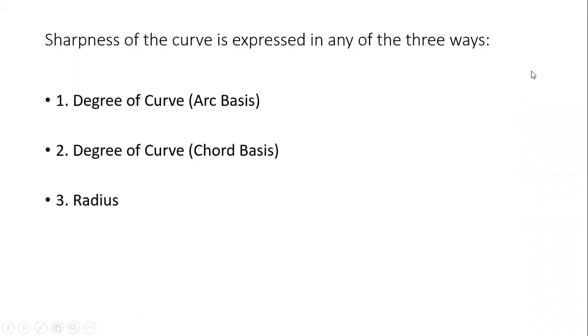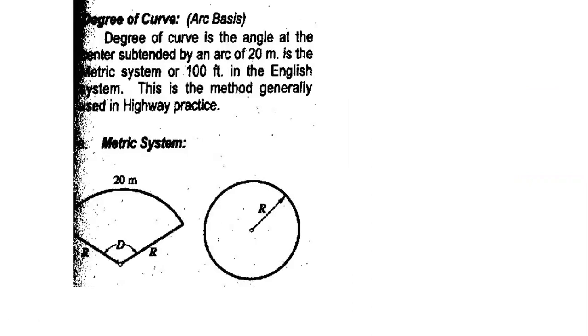Okay, so yung sharpness ng curve natin can be expressed in three ways, no? So, pwedeng arc basis, second is chord basis based on the given degree ng curve, or from the stated radius. So, for the arc basis, so yung degree ng curve is the angle at the center, subtended by an arc, 20 meters in metric, and 100 feet sa English system, no? So, this is the method generally used in highway practice. So for every 20 meters na arc length, there's corresponding angle center.